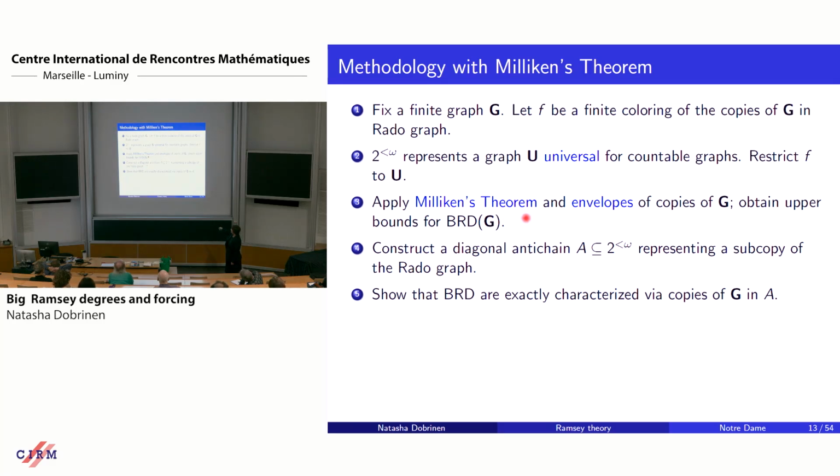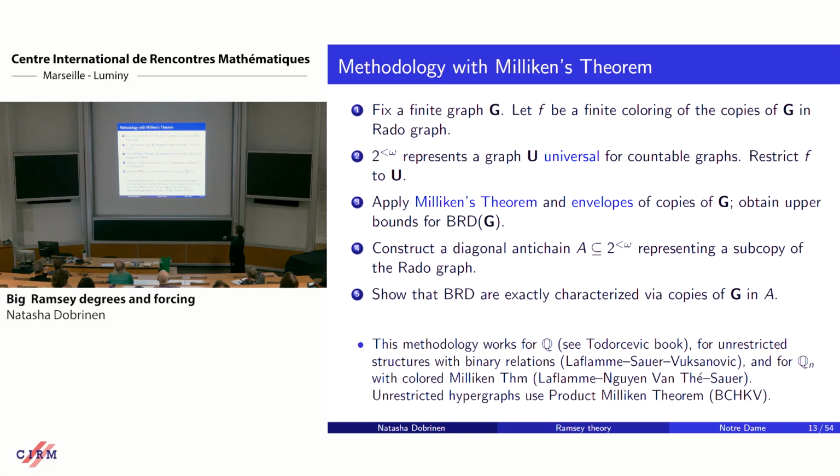And then that gives you the upper bounds for the Big Ramsey degrees. And then after that, you can construct a diagonal antichain that represents a subcopy of the Rado graph. And then you have to do another argument to prove that that's optimal, okay? But this methodology works for the rationals in retrospect. It wasn't how it was originally proved, but you can see a proof of that in Todorcevic's book.